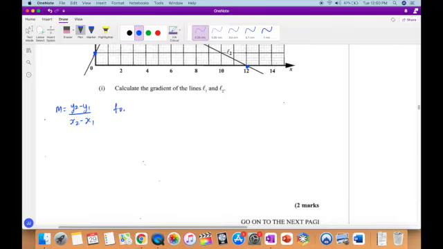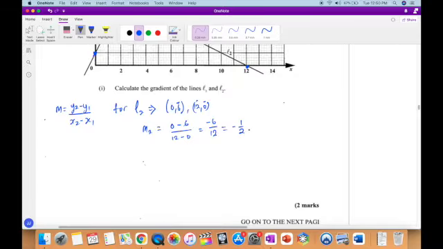So for L2, I have 2 points already. And the 2 points I have for L2 are 0, 6 and 12, 0. Those are the 2 points I have for L2. So therefore M2, let's call M2 the gradient for L2, right? So I'll have y2, which is 0, minus y1, which is 6, all over x2, which is 12, minus 0. So I'll have negative 6 all over 12. So we have here negative a half.